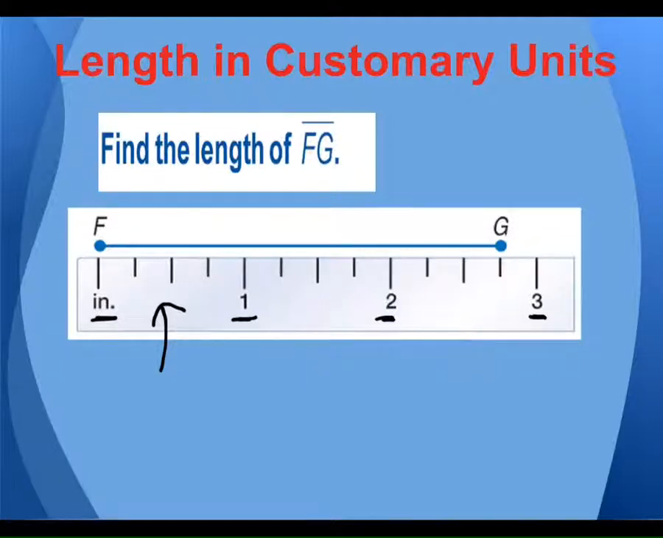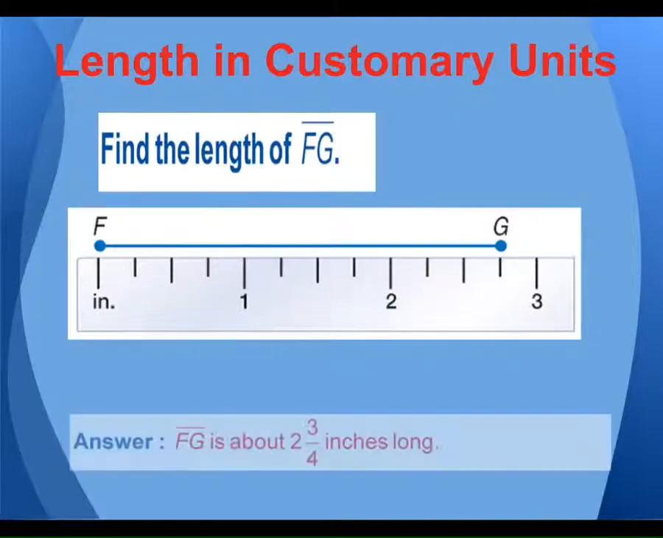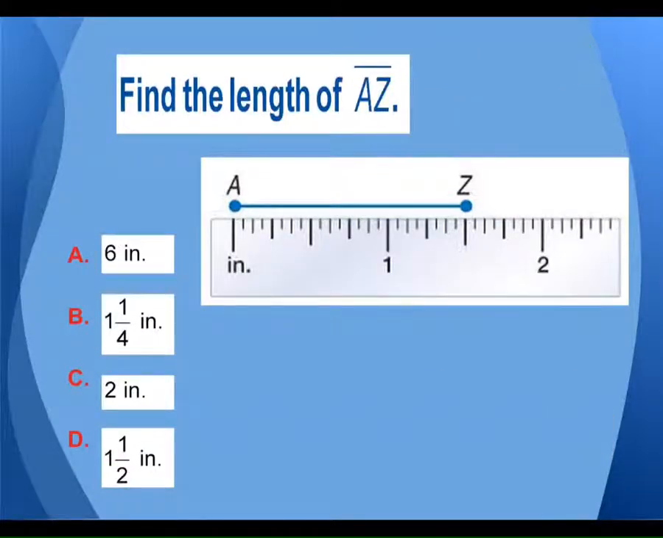So how long is segment FG? It would be 2 3/4 inches, right? Because this is divided in fourths. 1/4, 2/4, which is also the same as a half, 3/4, 4/4, which is also the same as 1 whole, the next one. That makes sense? Okay. So this ruler is divided up into fourths, 1/4 of an inch. That's going to be important when we talk about precision. 2 3/4 inches.